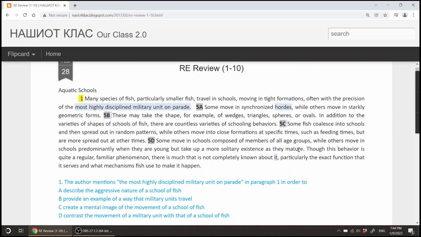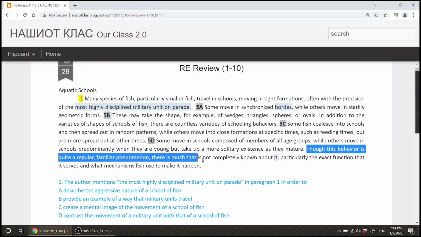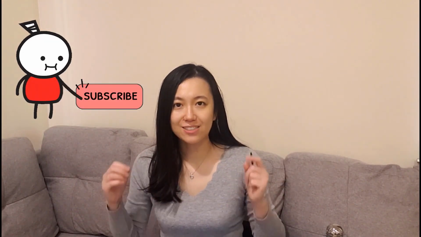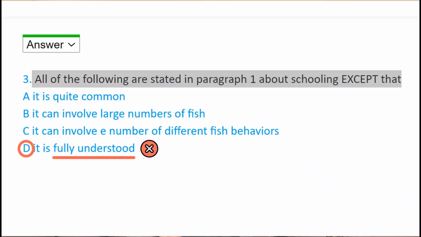Here's a sentence. Though this behavior is quite a regular, familiar phenomenon, there's much that is not completely known about it. So the information from D is wrong. The answer is D. Then go to the next question.